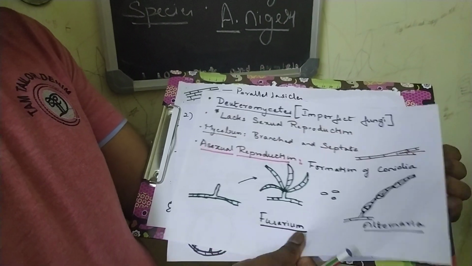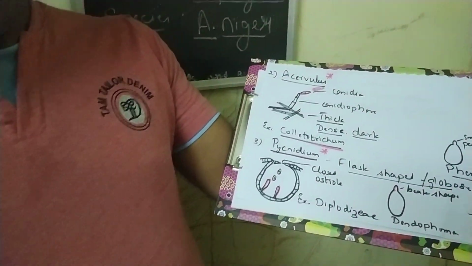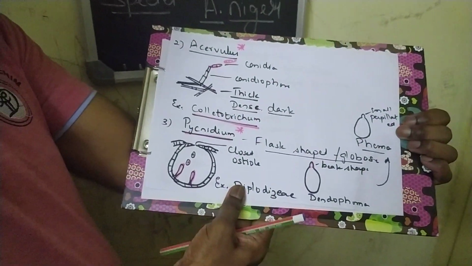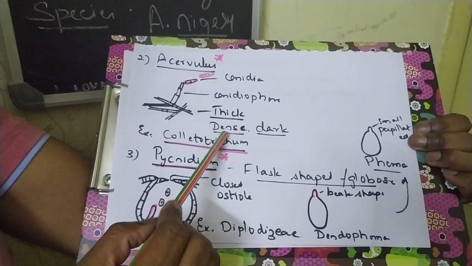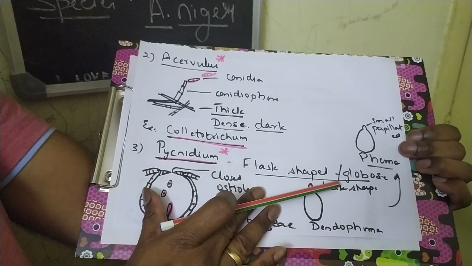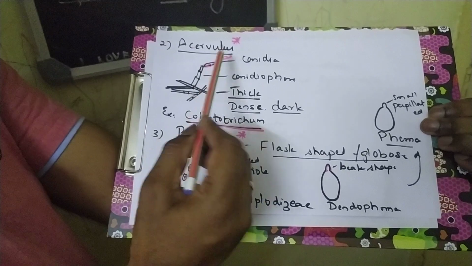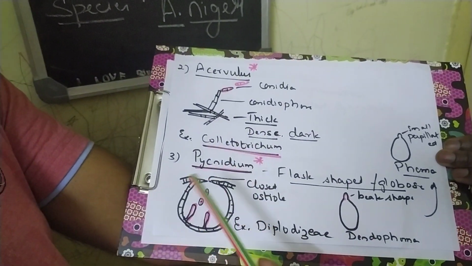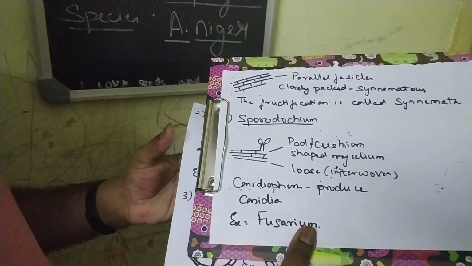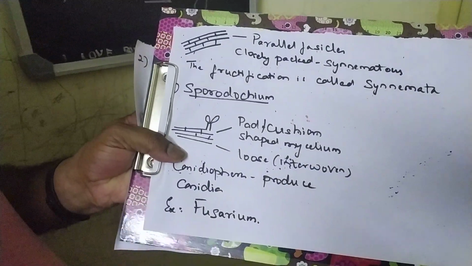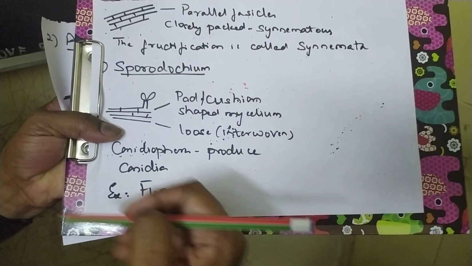Now I'll be telling you what they actually involve in the formation of the asexual reproduction. One of them is called the acervulus. Acervulus means the mycelium will have a very thick structure, which is very dense and dark in nature. Here the conidiophore is giving rise to conidia, just like in any other fungus. I just want to tell you the difference between the two. Generally, when you talk about Deuteromycetes, the fungi will have very thick, closely packed mycelium. Sometimes they will be loose, sometimes very tightly packed.